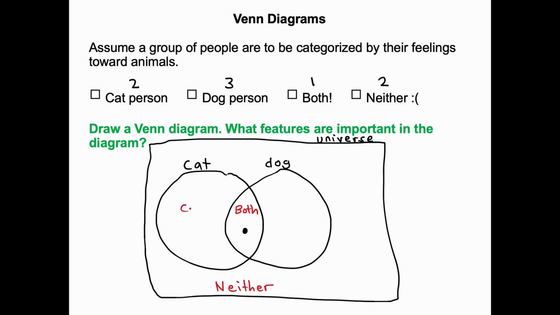The cat only region would be over here. This means you like cat, but you don't like dog. Similarly, over here is the dog only region. This means you like dogs, but you don't like cats. If you're in the dog only region, you are in this section. If you're in the cat only region, you're over here.